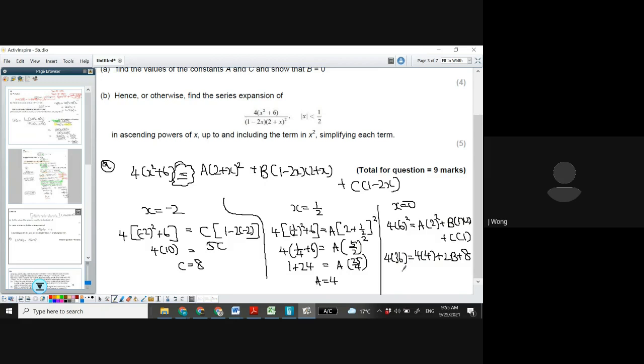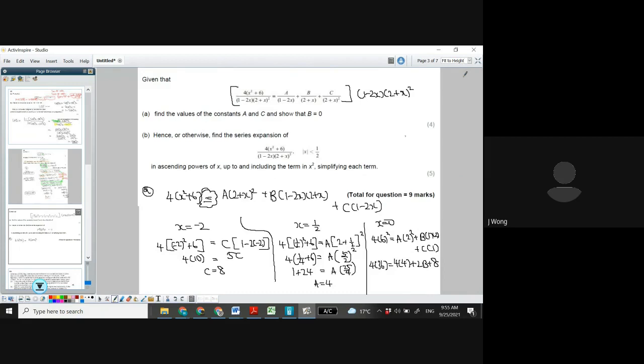What's going on here? You have 16 plus 8, 24, and you won't have b 0 if you do this. What's going on here? Two plus x squared, so 4 and 4. 16 and 8, 24. That's not. Oh, okay. I found my mistake.